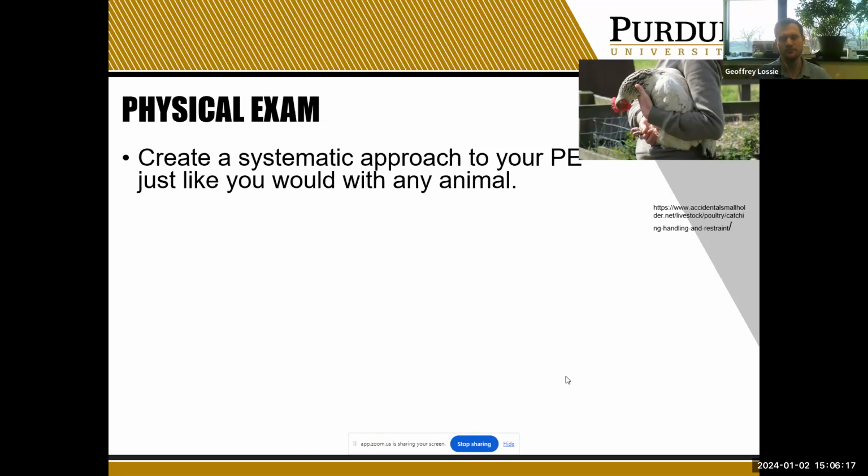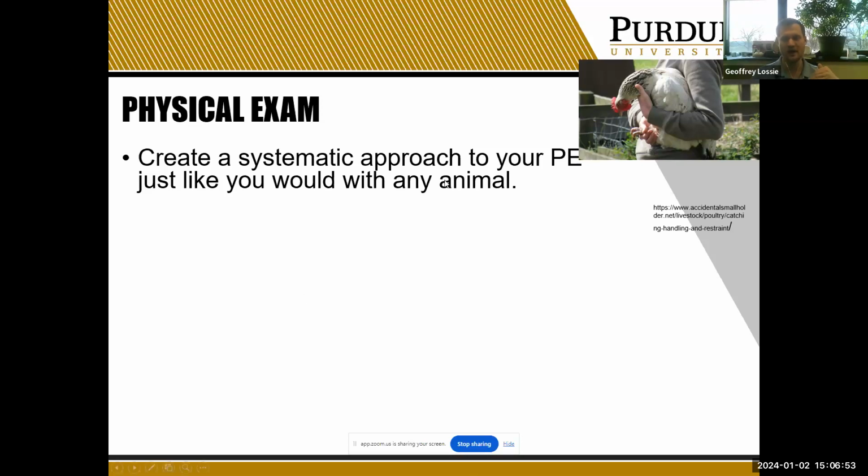So when I'm examining a bird, for example, if I go out to a flock and see there's 10 birds and I identify two that are acting off, the first thing I'm going to do is a physical exam. I'm going to do it the same way every single time. If you create a systematic approach, for example, myself, I always start at the head, work my way down the bird's body, and end with examining the feet. So head to feet or front to back is how I do my physical exams.